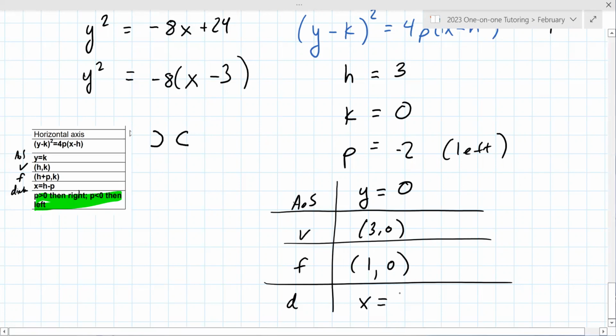So 1. Yeah, 1. 3 minus minus 2. Oh, 3 minus minus 2, so it'd be 5. Yes. There's so much going on.